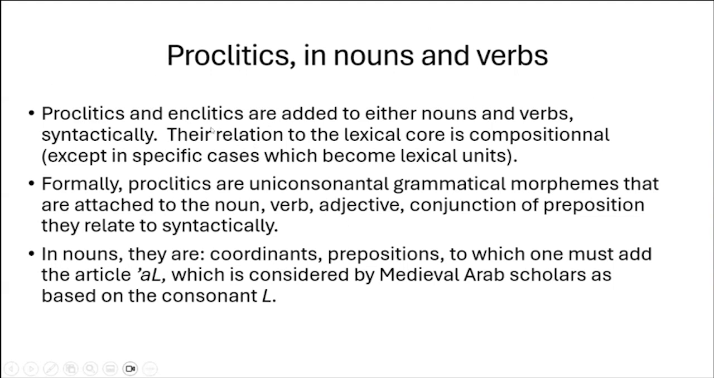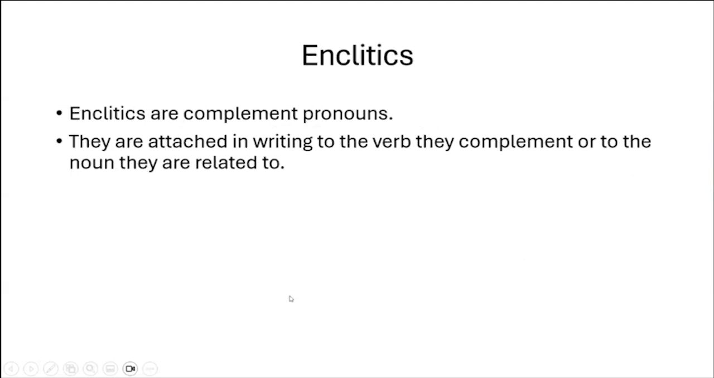So, proclitics in nouns and verbs. Proclitics are uniconsonantal grammatical morphemes. In nouns, they're coordinates, prepositions, etc. I skipped the details. Then enclitics are complement pronouns. There are 13 of them in Arabic, and they're attached in writing to the verb they complement. This means that all the elements of the word I have presented in the first table are agglutinated in writing into one written word between two spaces.